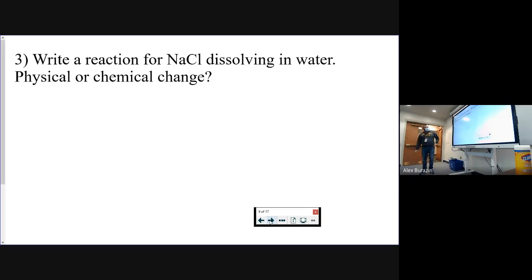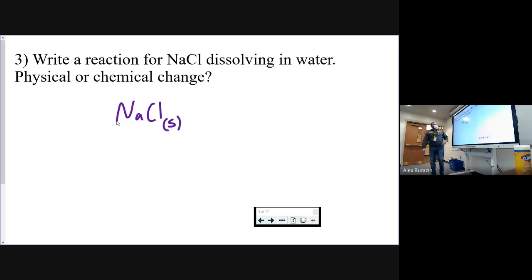Write a reaction for sodium chloride dissolving in water. Physical or chemical? This one's a little more thinky. Oh, it's just hit up the whole rainbow today, I think. It'll sound good. I have sodium chloride, solid, salt, table salt.